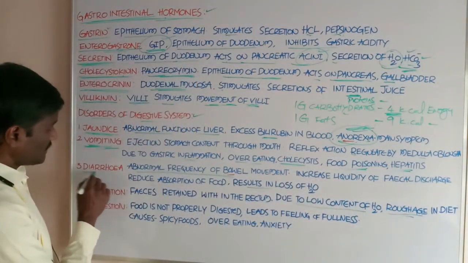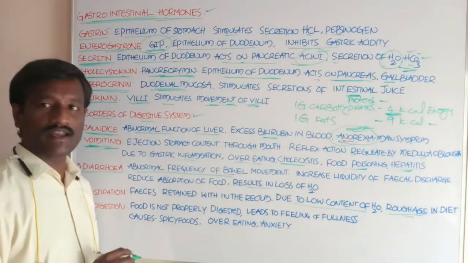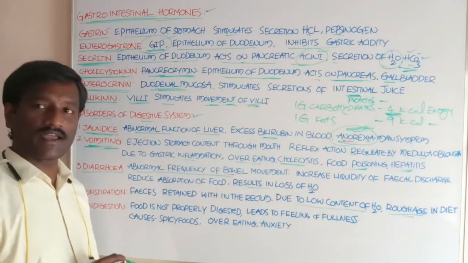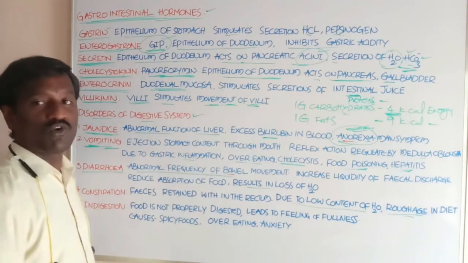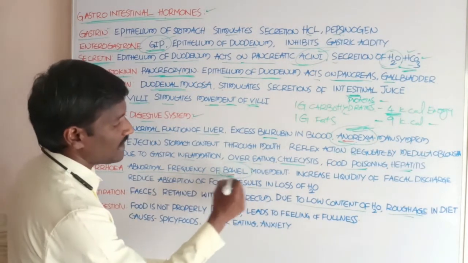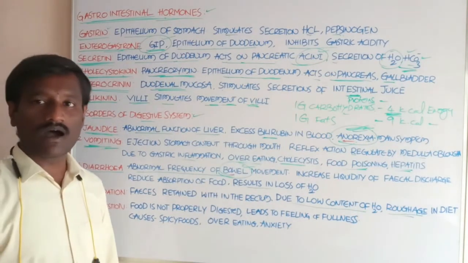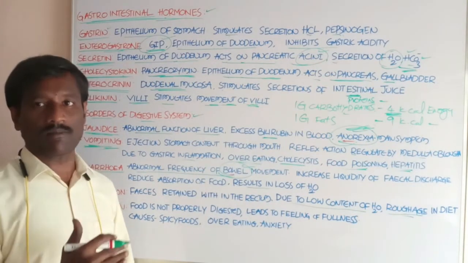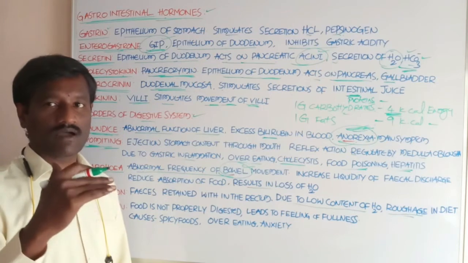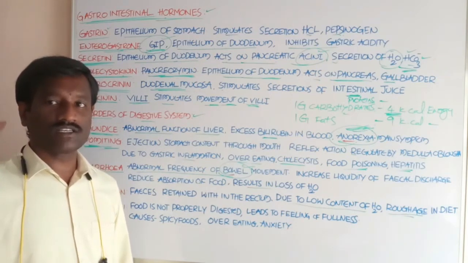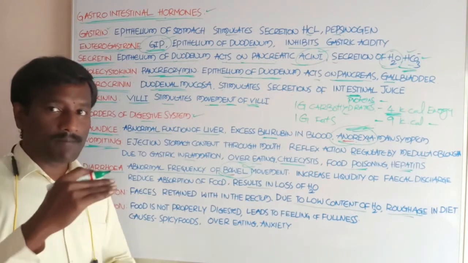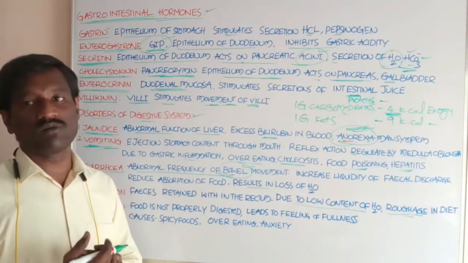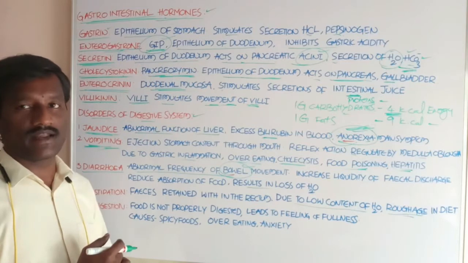Another one is diarrhea. What is the meaning of diarrhea? Diarrhea means abnormal frequency of bowel movement. Bowel means the part below the stomach, for example the large intestine and small intestine. Abnormal frequency of the bowel movement leads to diarrhea.